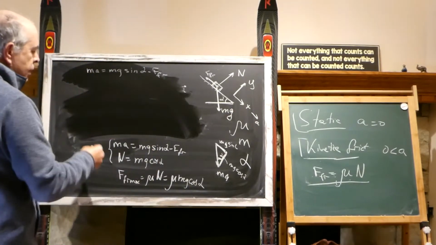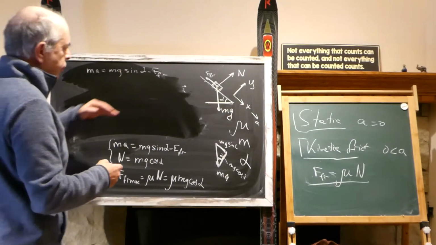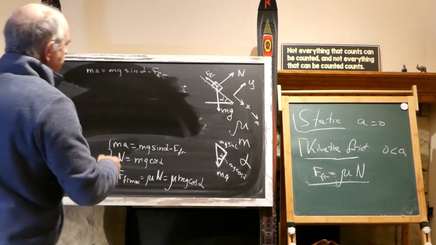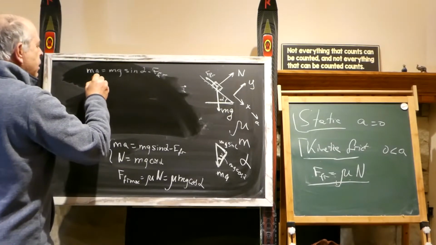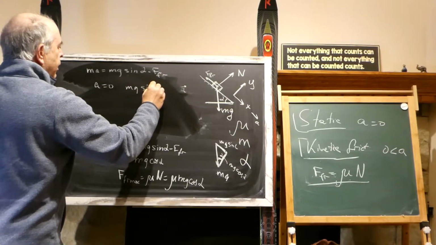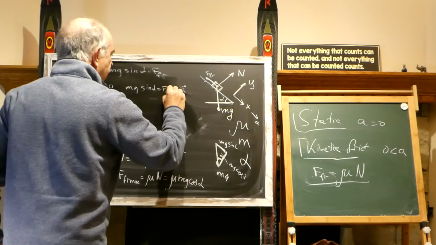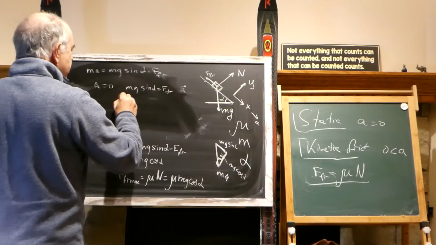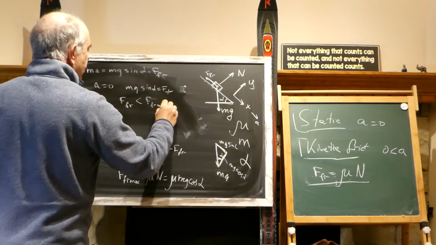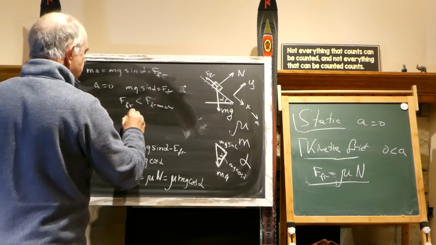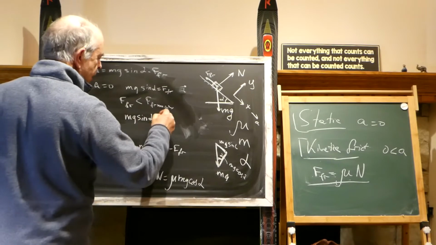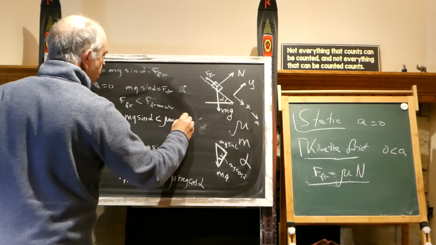And so there are situations that are very simple. It so happens that mg sine alpha is very small. For example, the angle is very small. We just slightly tilted this incline. Then it's compensated by friction. A equals 0, mg sine alpha equal F friction, and all we have to check is that F friction is less than F friction max. We have to check that mg sine alpha is less than this value, mu mg cosine alpha.